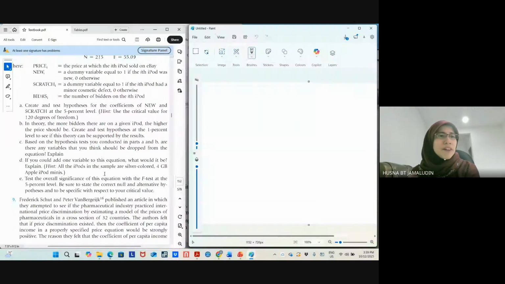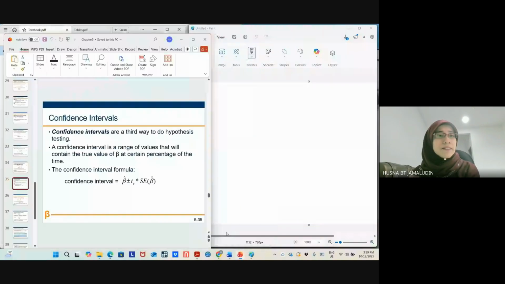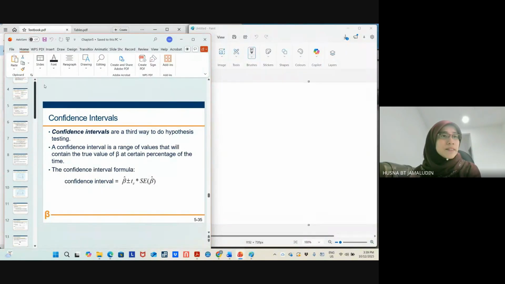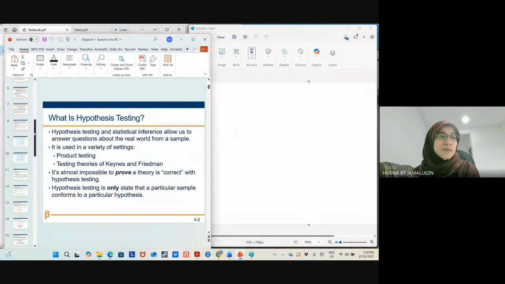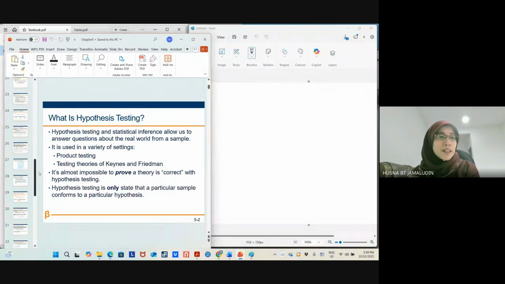Okay, so chapter 5 is about, what is it about? Can anyone remember what chapter 5 is? Chapter 5 is about hypothesis testing. Basically, this is just repetition of what you have learned from your statistics in year 1. Let's have a look at the question.